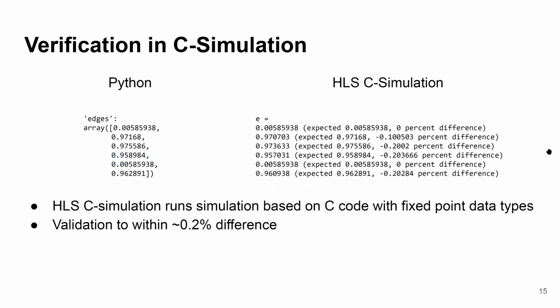The HLS implementation was verified with C simulation, which you can see the output of here on the screen. We compared that to the output of a Python evaluation script that just evaluates the segment classifier model. The two match to within about 0.2%, which is very hopeful for us. The difference, of course, is caused by the quantization that happens on the HLS side of things.